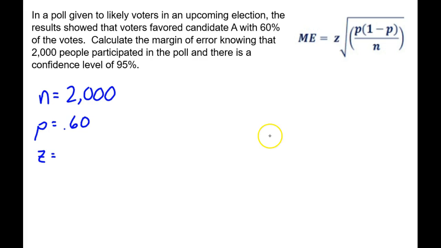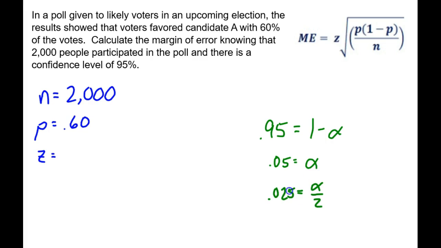If we know our confidence level is 95%, that means 0.95 is going to be equal to 1 minus alpha. If we solve to get alpha by itself, that simplifies down to 0.05, which means alpha over 2 is going to be equal to 0.025. Just like we talked about when relating to the bell-shaped curve, we're looking for the area to the left of that point. So we would take 1 minus 0.025, which leaves us with 0.975.